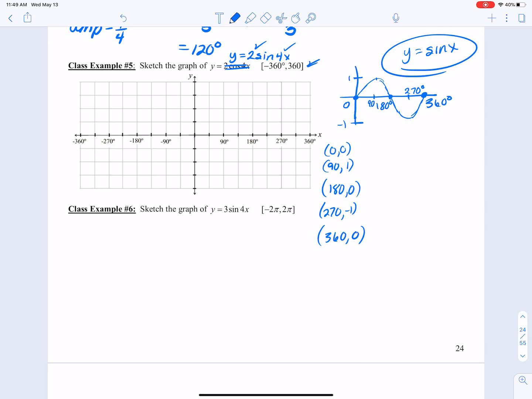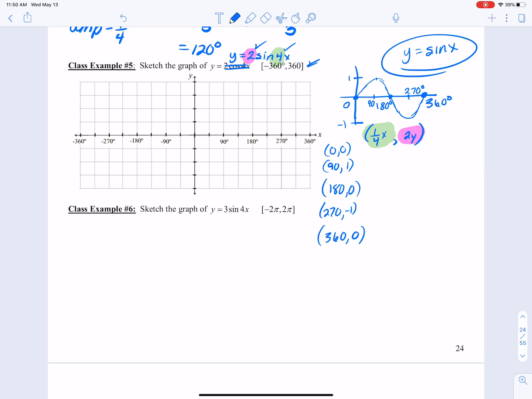Well, let's see what's going to happen here. I know the amplitude is now going to be 2 because of the 2 in front here. So that translates to every y value being multiplied by 2. Then I know that this is a horizontal stretch by a factor of, sorry, 1 over 4. So every x value is going to be multiplied by 1 over 4.